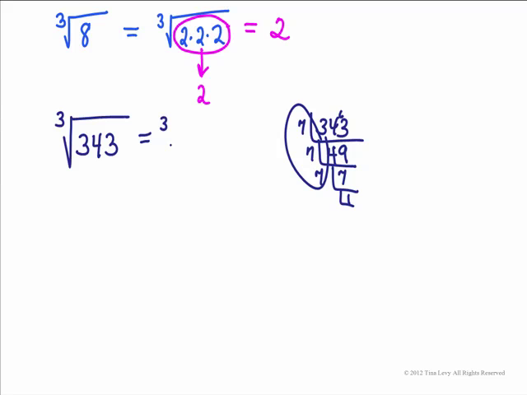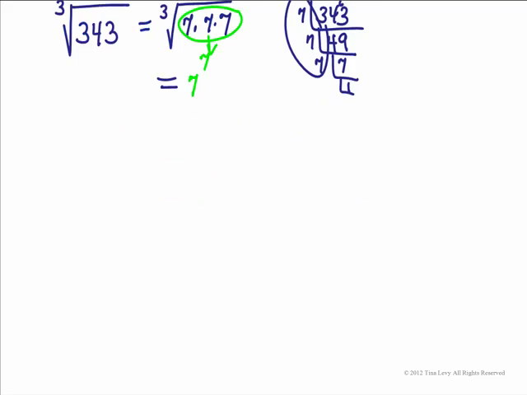We now can write cube root of 343 as cube root of 7 times 7 times 7. So this is a strong jail. It takes 3 of them to break out, and you get 1, 7. So the cube root of 343 is 7. Let's try another one. Let's look at the fourth root of 625.